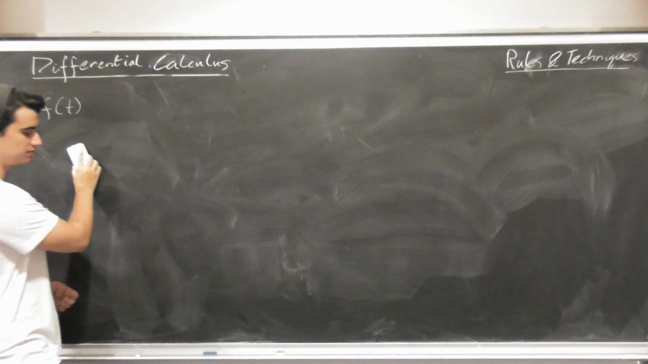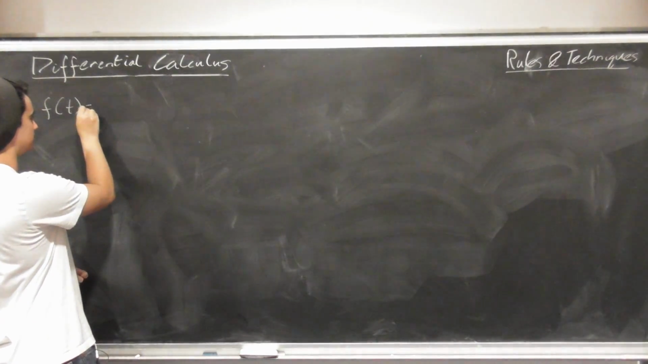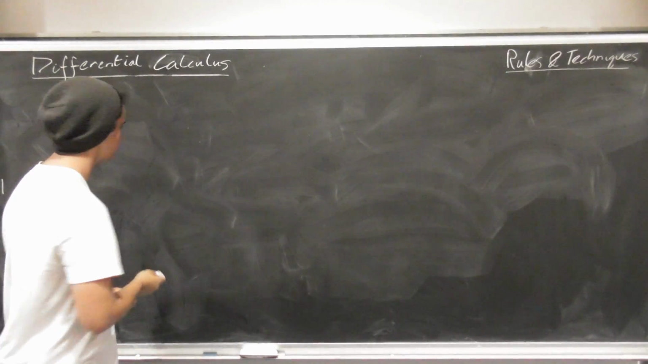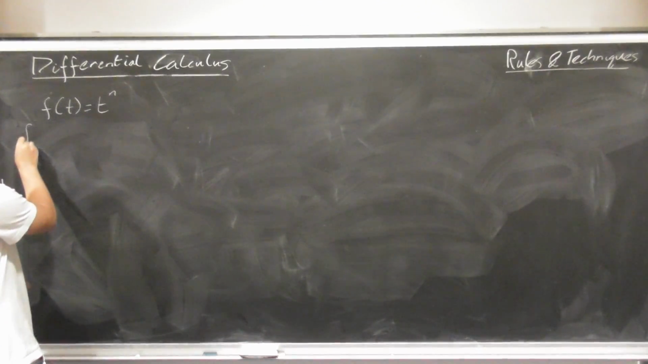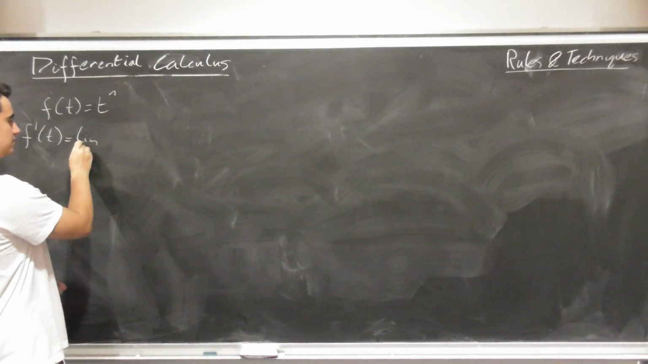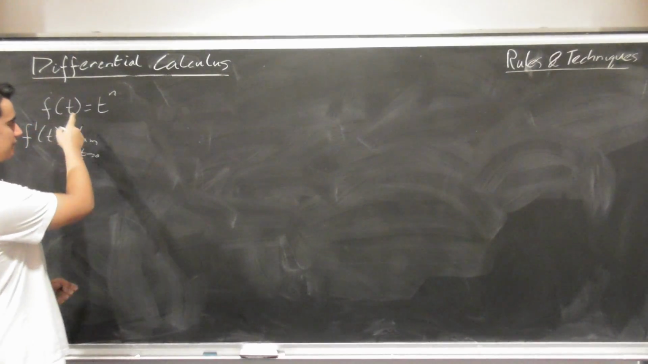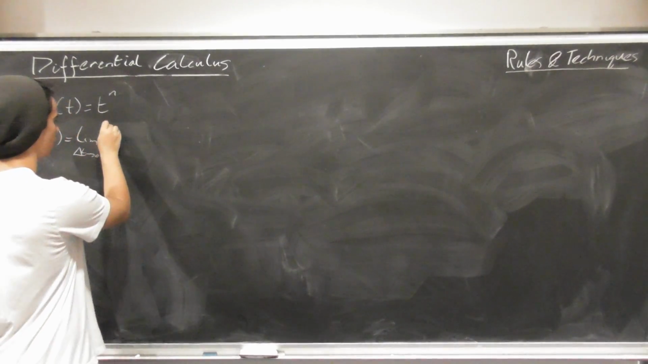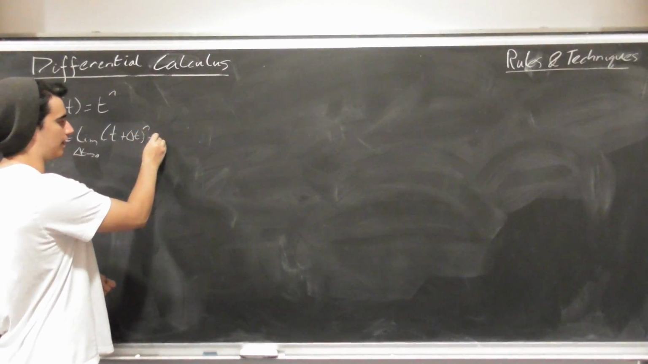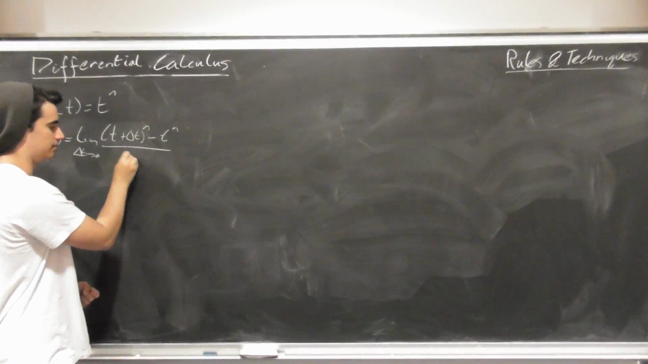So there are a few rules. The first of which is called the power rule, which takes precedence when we have a function being some t to the n. And the way that we take its derivative is, well, let's try evaluating it from first principles. So we have f of t plus delta t, which is the same as saying t plus delta t to the n, minus f of t, which is t to the n, over delta t.